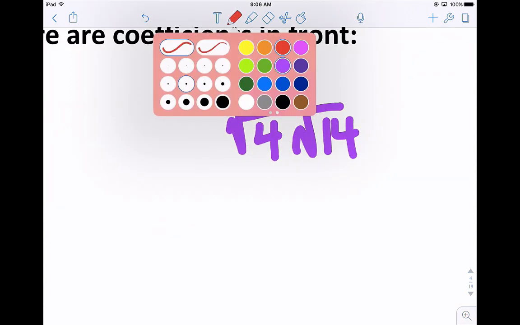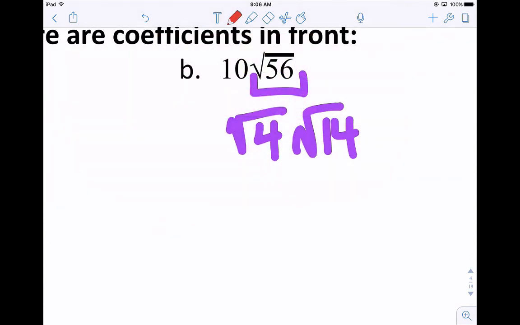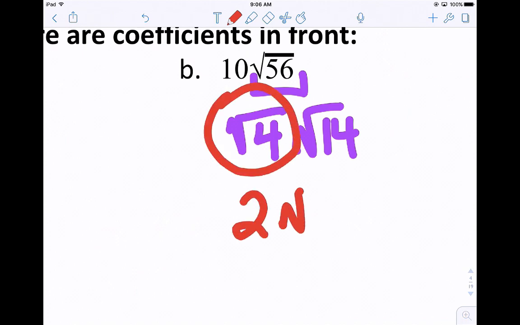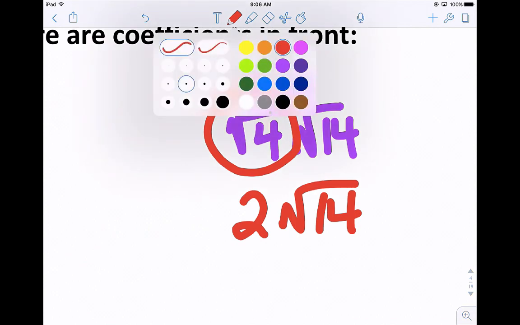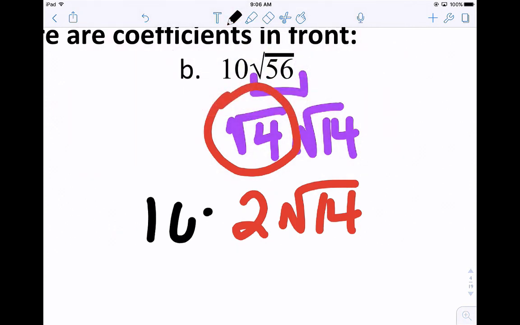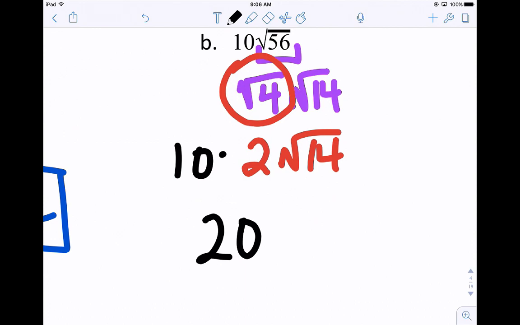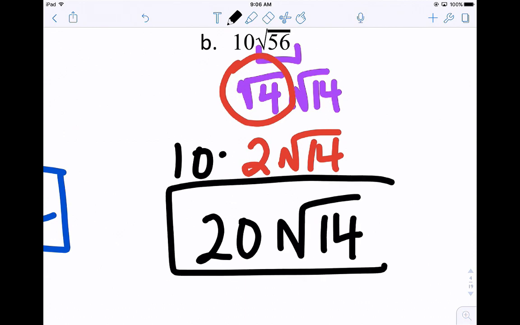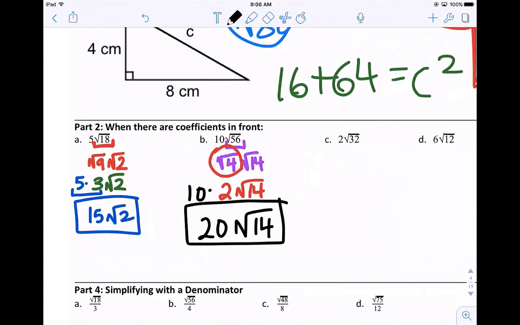Okay, and then the square root of 4 is 2. So we have 2 square root of 14. And now we have that 10 out in front. So our final answer is 20 square root of 14. So again, pull out the biggest square number and multiply by the number in front.